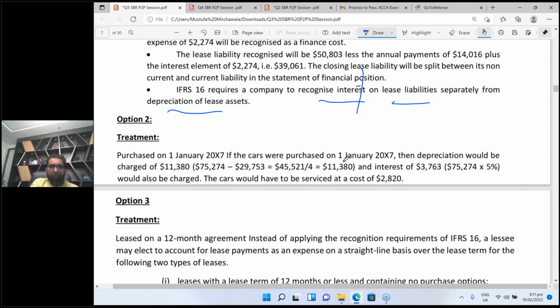The car would have to be serviced at a cost. Again, in the question it was written that there will be a service charge as well. Just for your recap, in this option again you have three expenses: the first is depreciation, the second is interest expense, and the third is service charge. Again same.